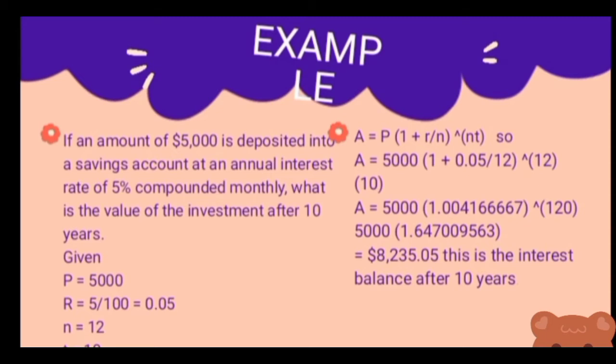Now it becomes A is equal to 5,000(1.004166667) to the power of 120. Now 1.0041667 raised to the power of 120 is equal to 1.647009563. Now 5,000 times 1.647009563 is equal to $8,235.5. Now this is the balance after 10 years.